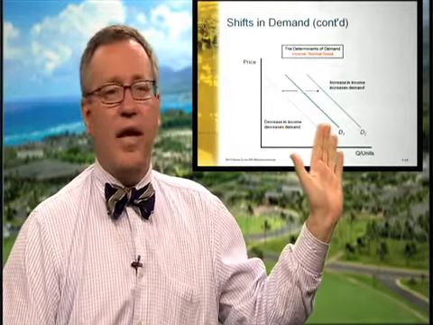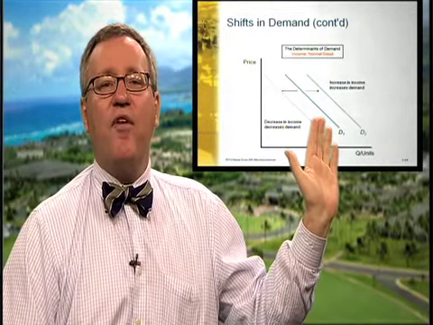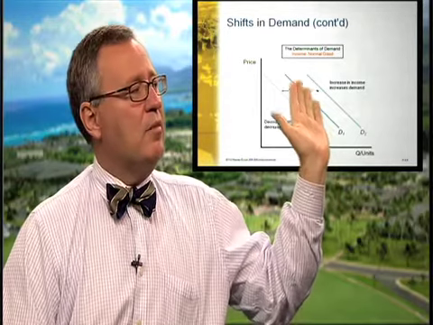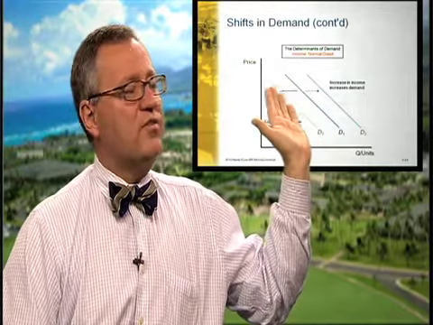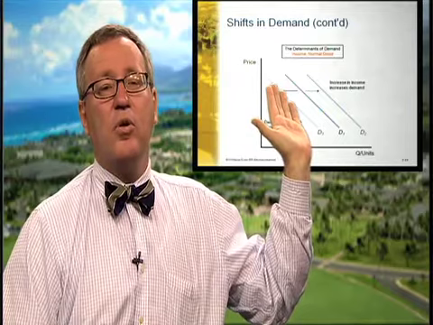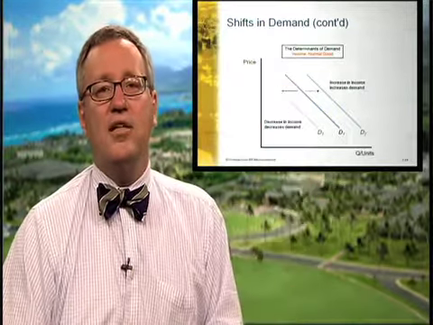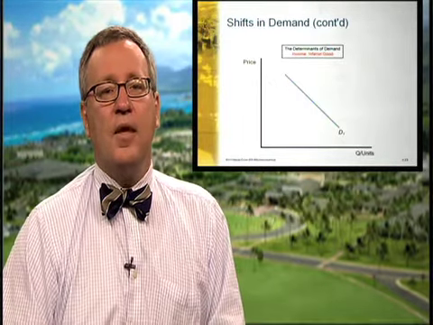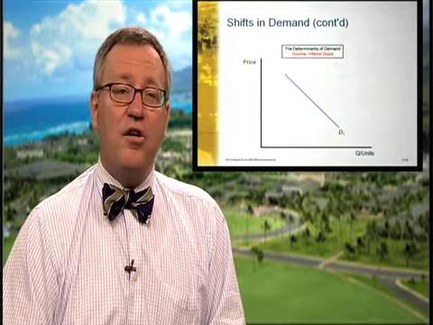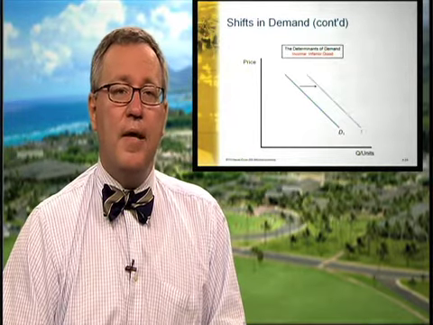Here's your demand curve again. When your income falls, you have a decrease in income, your demand curve is going to shift to the left. The market's going to contract. There's going to be less demand. All right, let's talk about an inferior good. Make sure we get this one right.